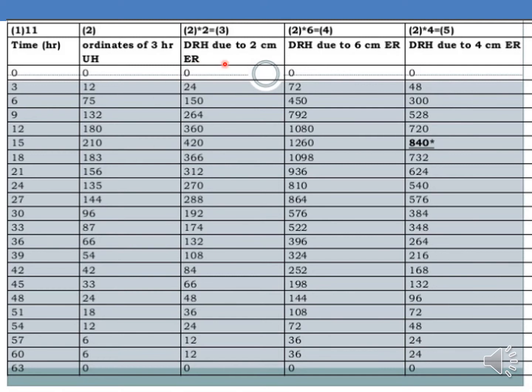So the concept, if 2 centimeter rainfall occurs for 3 hours, this is the expected runoff. If 6 centimeter rainfall occurs for 3 hours, this is the expected runoff. And if 4 centimeter rainfall occurs for 3 hours, this is the expected runoff. So this is the advantage of unit hydrograph.